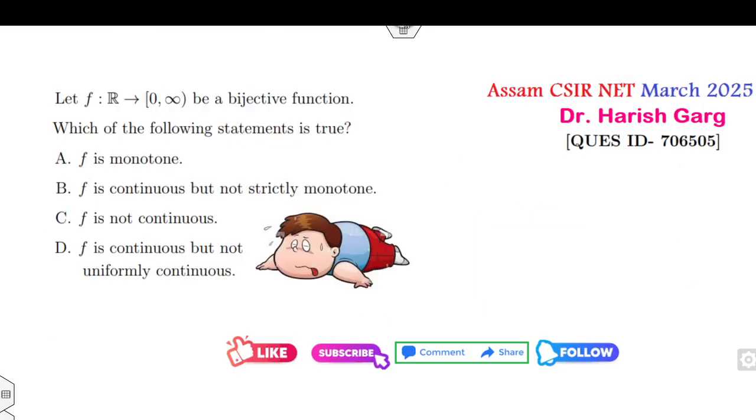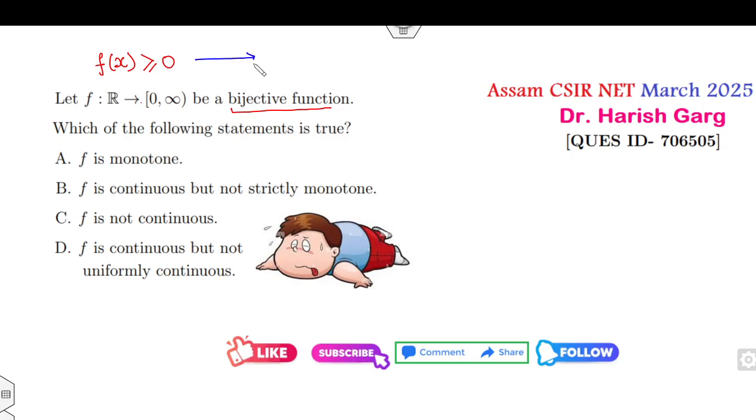Okay, look at the second one. F is a bijective function. The only condition is that f is bijective such that f(x) is greater than or equal to 0, because the codomain is 0 to positive.